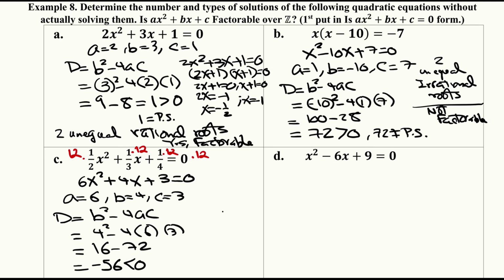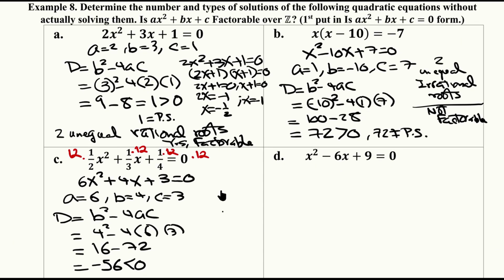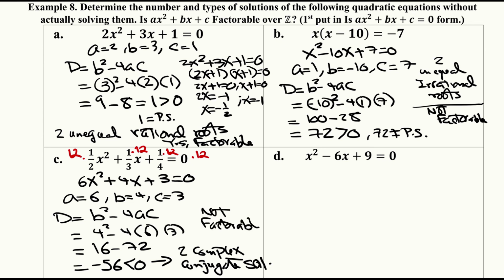So what that tells us is that we're going to be in the category we discussed here, which is two complex conjugate solutions. And we've already seen those two complex conjugate solutions if you look back in the video. So therefore we get two complex conjugate solutions, and remember, this is another one of those which is not going to be factorable.